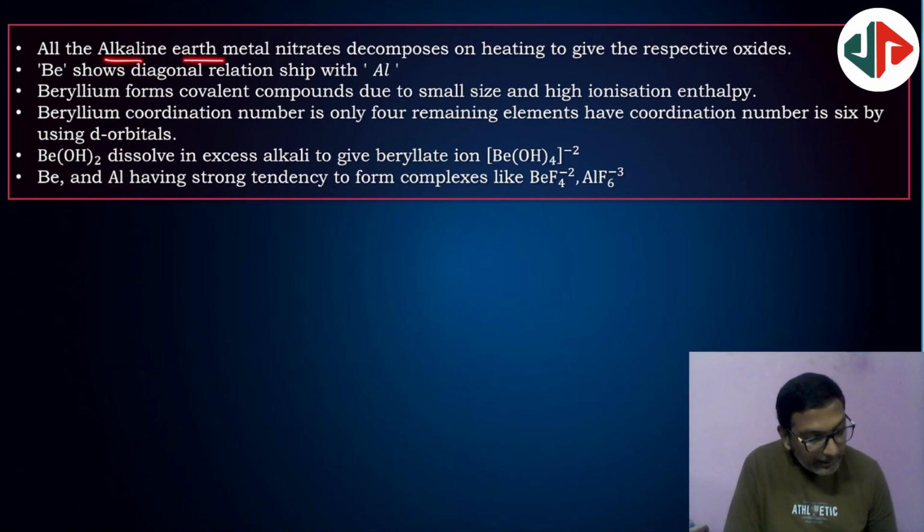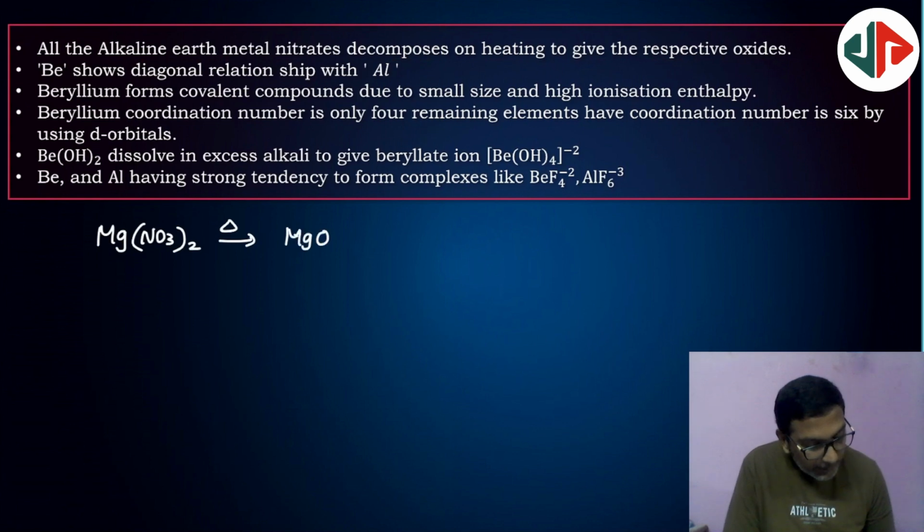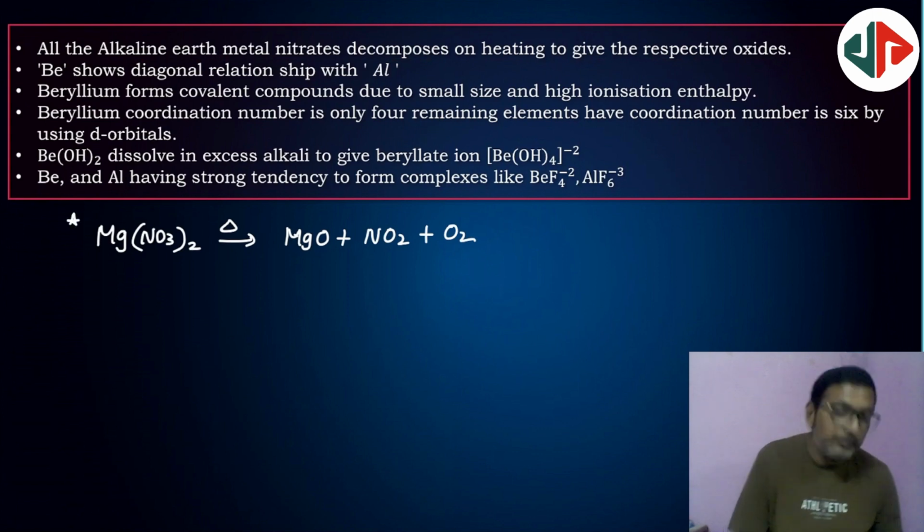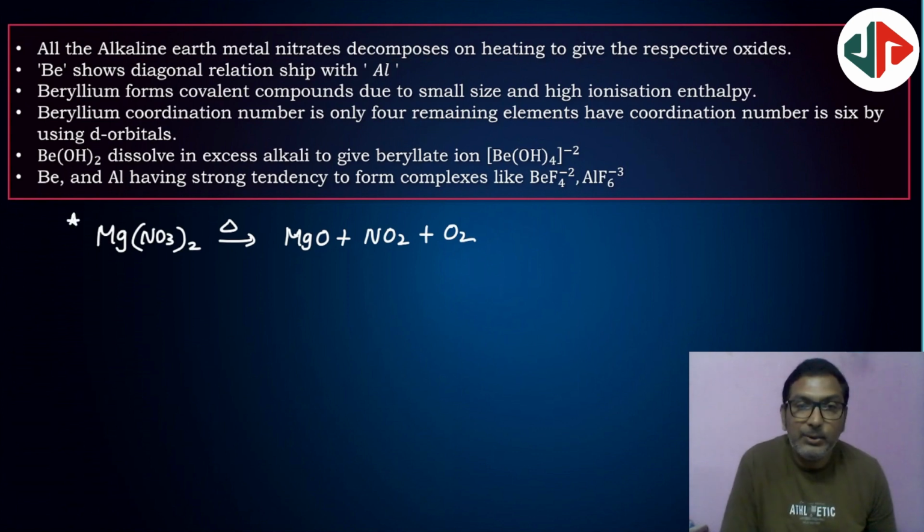So all alkaline earth metal nitrates decompose on heating to give respective oxides, NO2 and O2. Suppose I will write an example. Mg(NO3)2, magnesium nitrate, on strong heating gives MgO plus NO2 plus O2. Oxide, NO2 and O2.